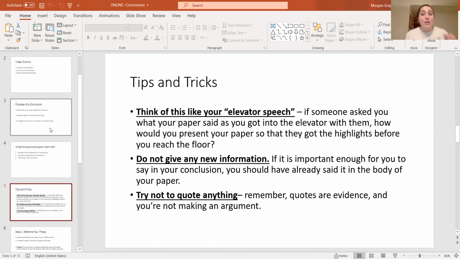This leads into the next point, which is you don't want to have any new information. If it's important enough for you to say it in your conclusion, that means that you should have already said it in the body of your paper. There's no time to give people new concepts. There's only time to tell them what you've already told them, just in a little bit more concise bits. And then, of course, because quotes are evidence, you don't want to quote anything in your conclusion, because you're not making an argument. There is no room for evidence in what you're doing.